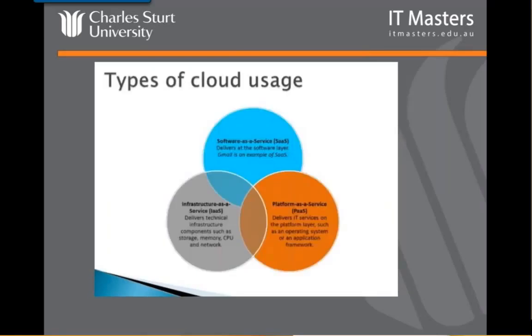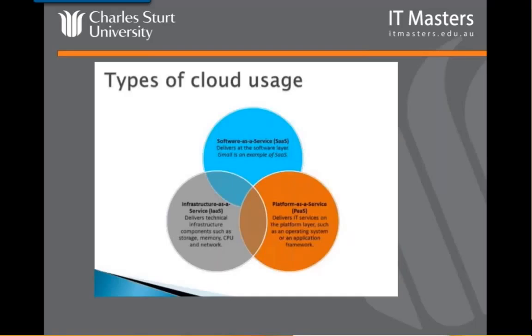All right. Then we talked about SaaS, IaaS and PaaS. So what is SaaS? The software as a service. What is that? It delivers at the software layer. An example: Gmail, Outlook, or maybe you can even get some other vendors such as Salesforce.